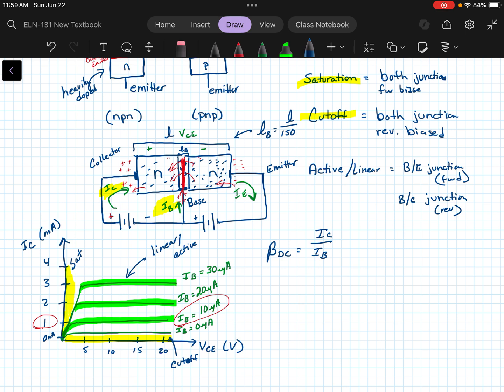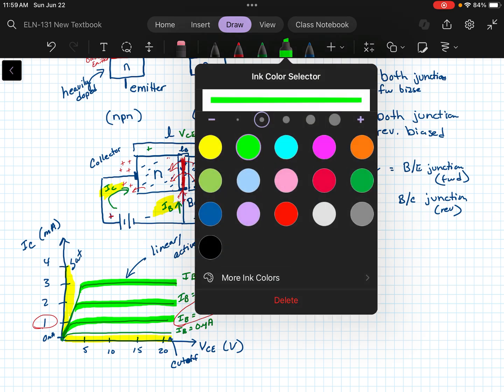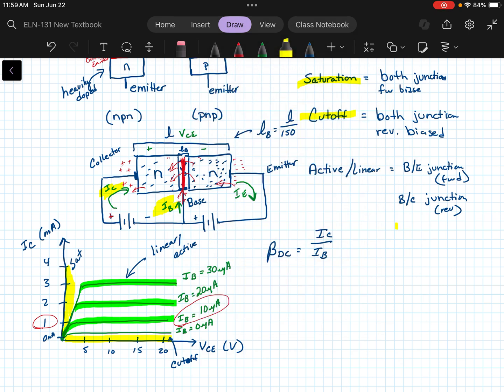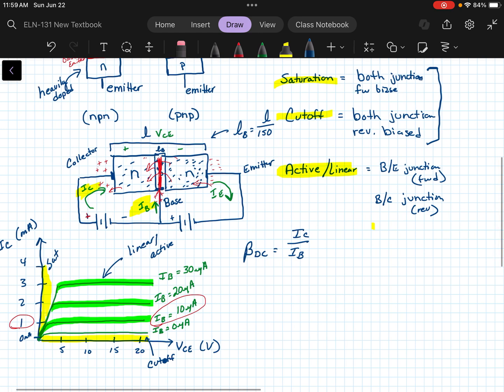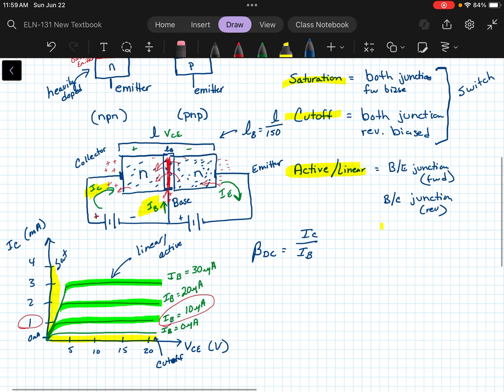And each transistor is created with a particular beta in mind. And that's done by controlling the actual doping of the N and P and N type materials there. Okay, and that's what we want for the active and linear region. So saturation and cutoff might be used when you're using your transistor as a switch. You want it to basically operate as on or off.